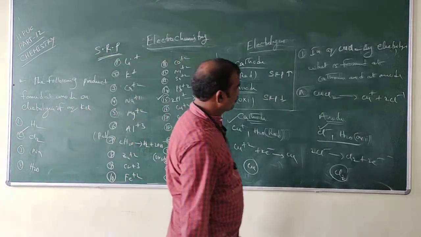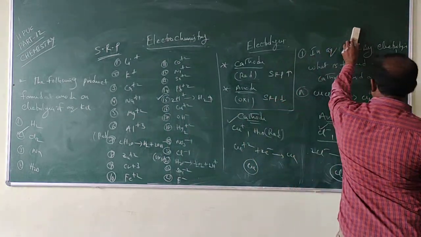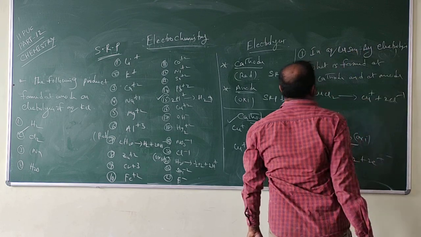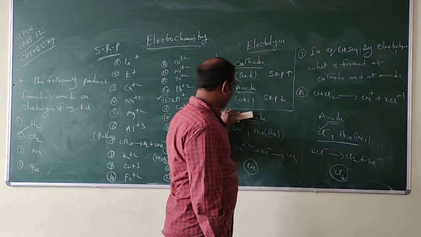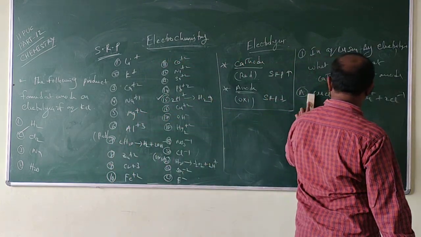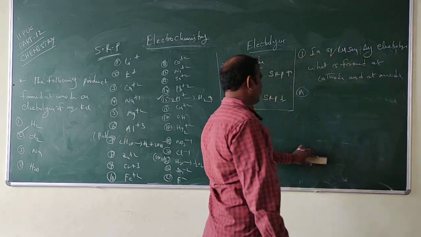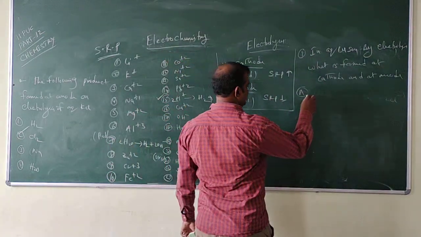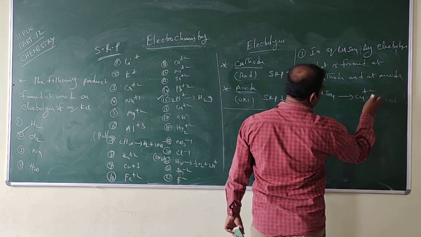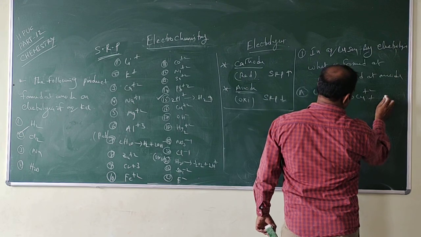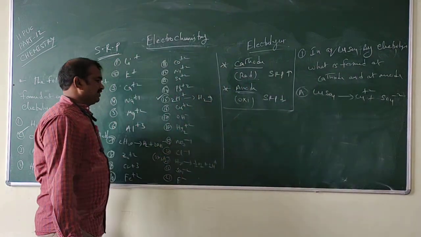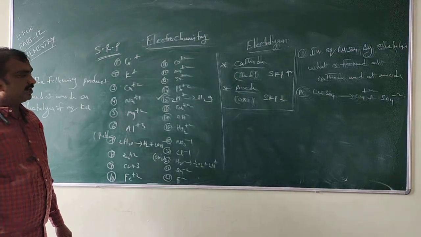Next, CuSO4. Look here, CuSO4. How can it split? Cu2+ plus SO4 2-. Cu2+ SO4 2-.